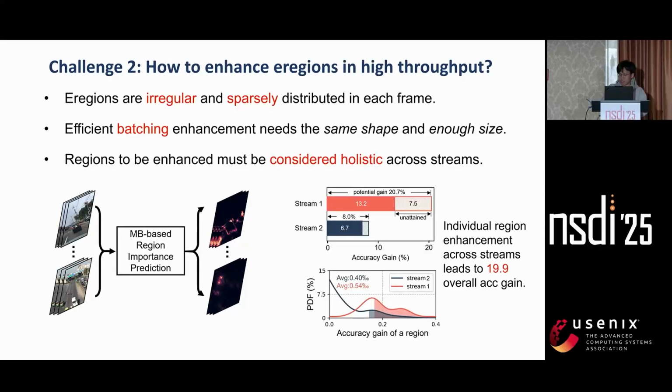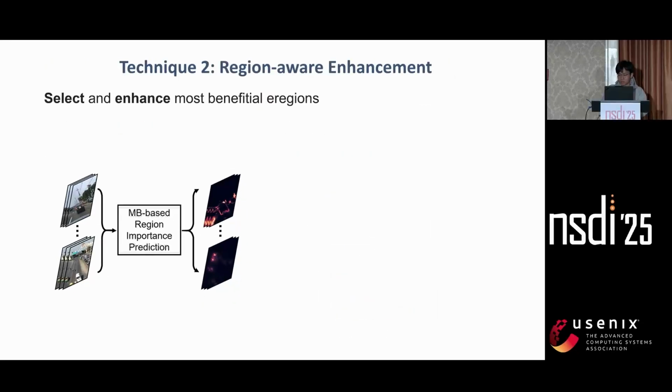However, if we can design a holistic region allocation, such as allocating more regions to stream 1, we can see that holistic region enhancement across streams can achieve a higher overall accuracy gain, about 23%. To solve this challenge, we need to select and enhance the most beneficial regions.